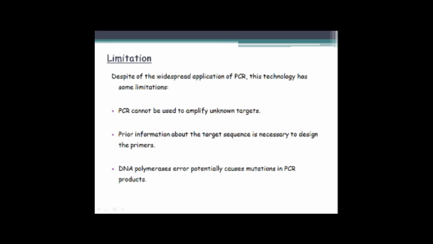Now we'll see what are the limitations of PCR. Despite the widespread application of PCR, this technology has some limitations. PCR cannot be used to amplify unknown targets. Prior information about the target sequence is necessary to design the primers. DNA polymerase error potentially causes mutation in PCR products.